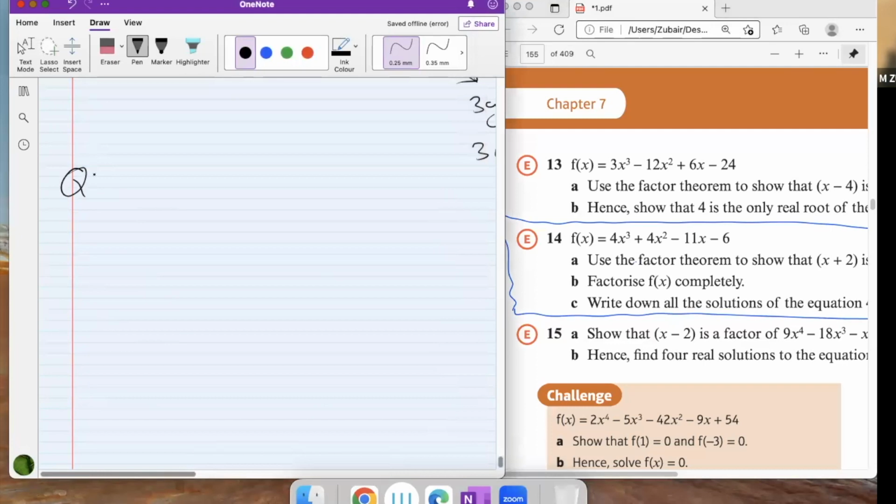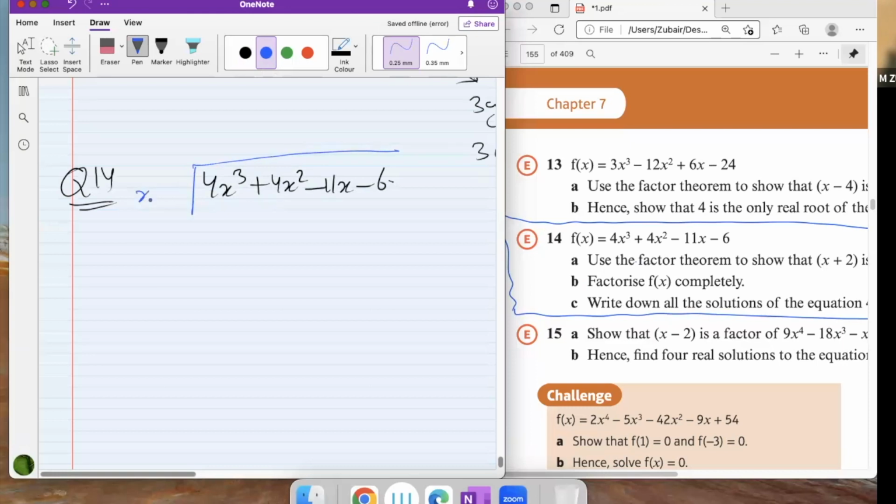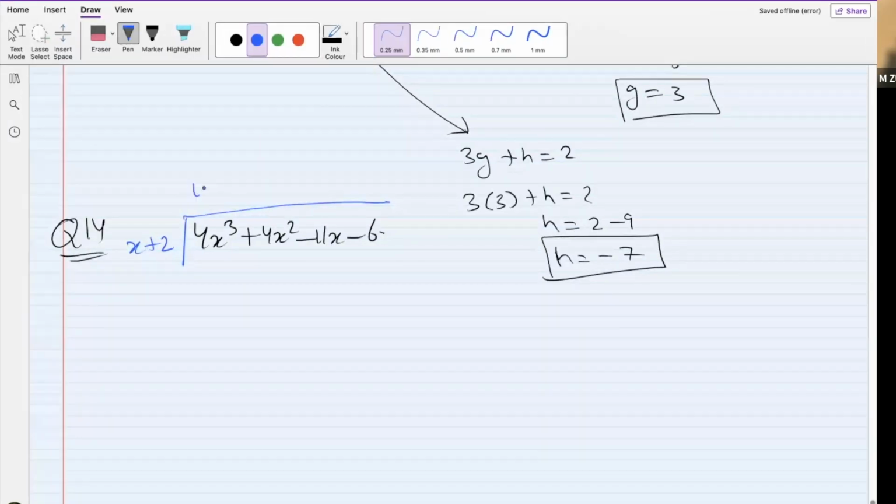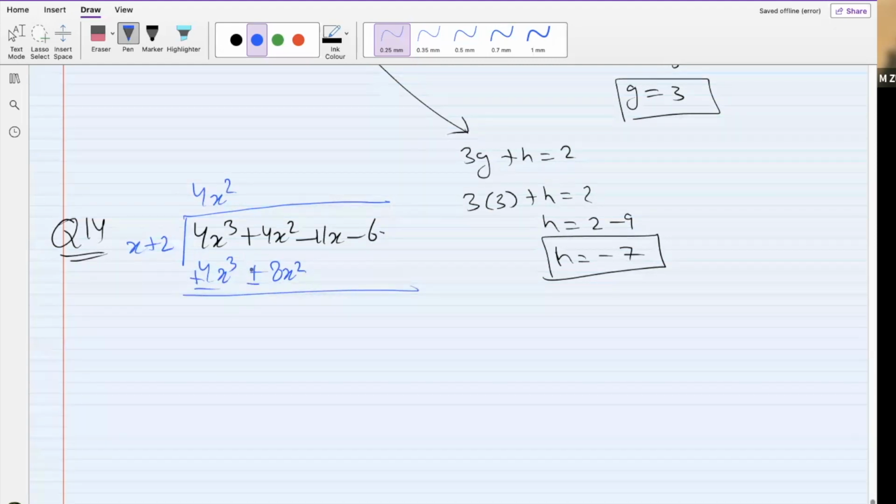So question 14. This is 4x cube plus 4x square minus 11x minus 6. The first part says show that it is a factor, so we will divide it. If the remainder is 0, we have shown that it is a factor. So multiply with 4x square to get 4x cube. 2 4 times is 8x square. We change the sign and add them.